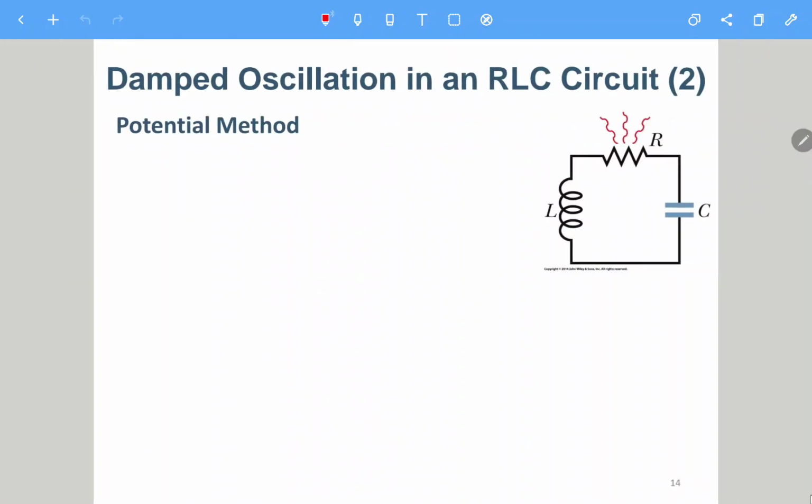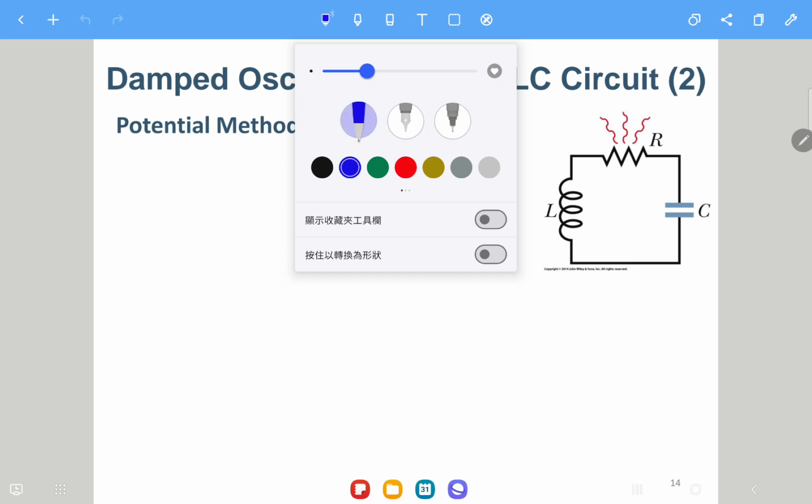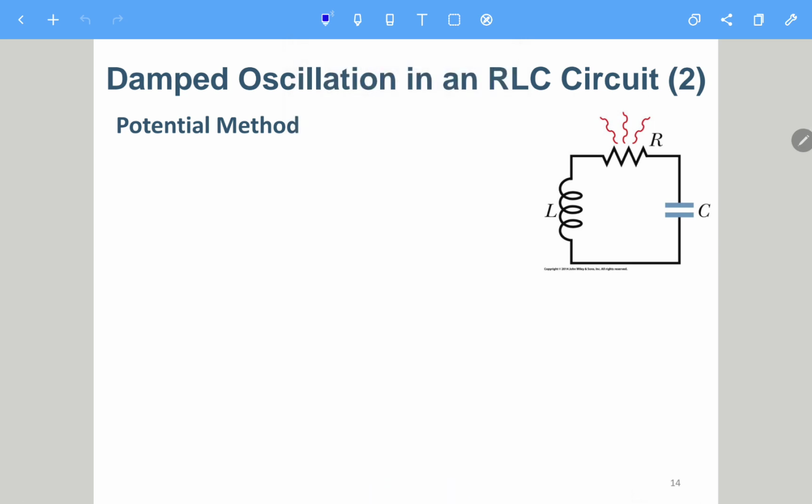Of course, I will consider it in the potential method, which is what I learned before. Okay, so we can see how we can derive the same thing with the potential method.